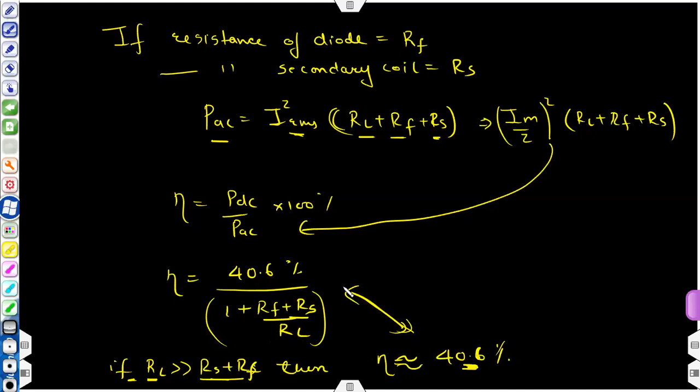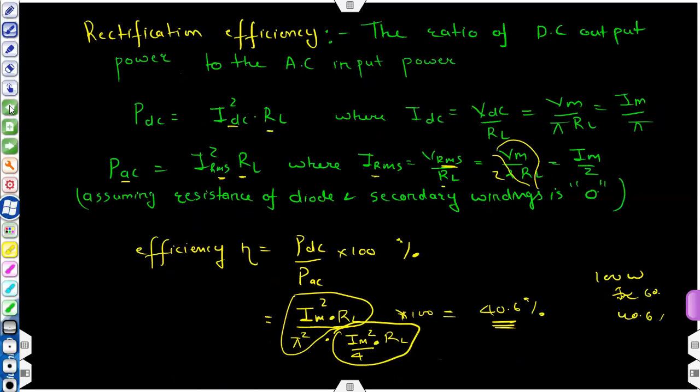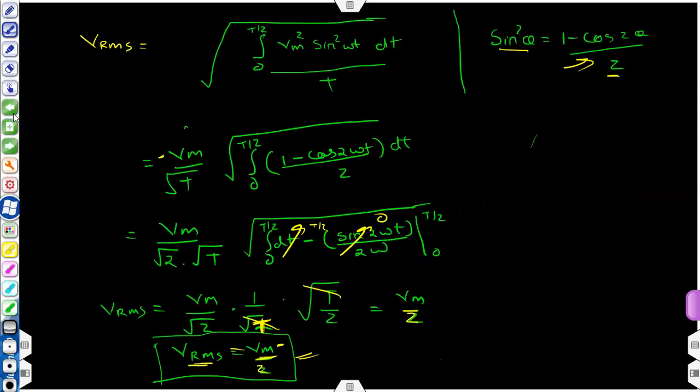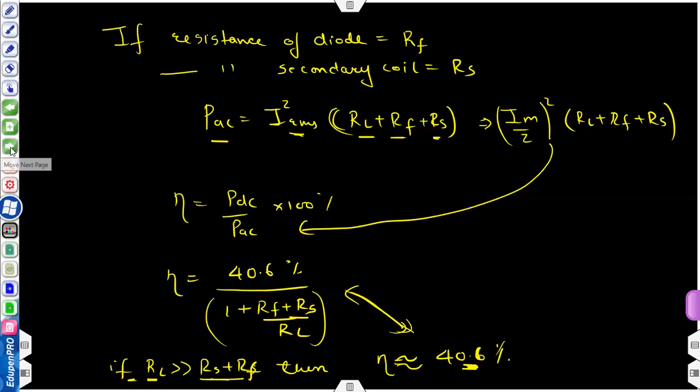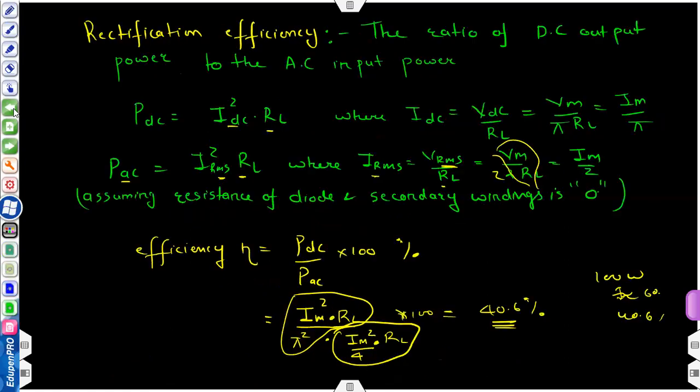A similar kind of derivation we will be doing for the full wave rectifier: the power efficiency, AC value, RMS value, and DC value. And one more thing: I think this is not the ripple factor, so we will start the ripple factor from the next class onward.